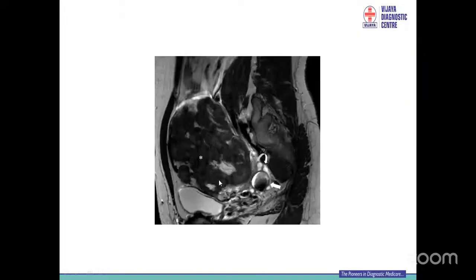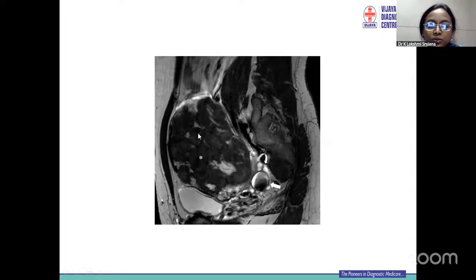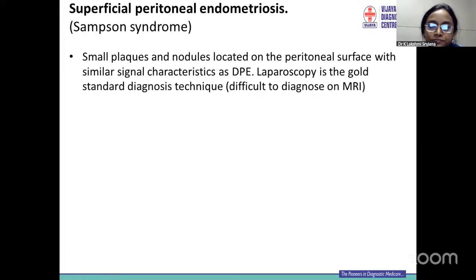This is another sagittal T2 weighted sequence showing an enlarged uterus with a large fibroid, and behind the enlarged uterus, we find an ovarian cyst with layered appearance of T2 hypointensity, and it is a case of ovarian endometrioma.